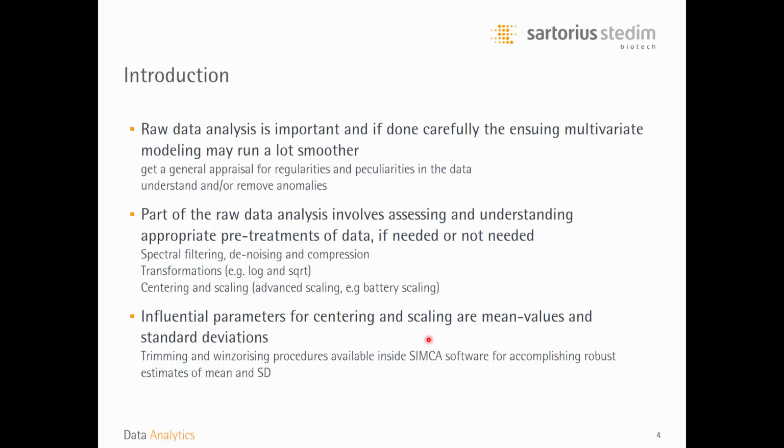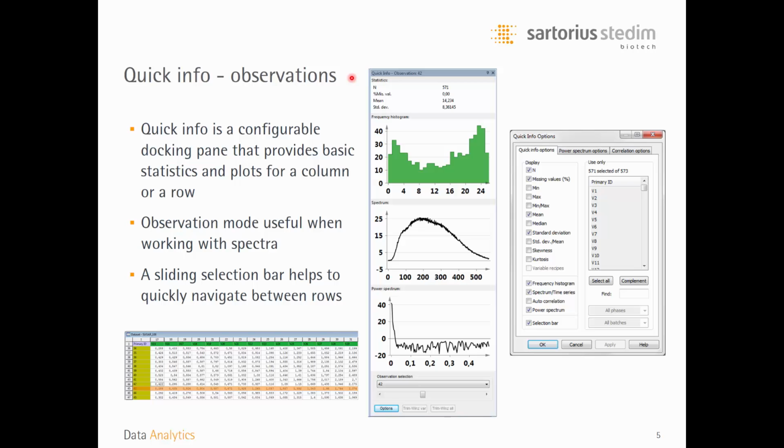In this respect, we then have the trimming and winsorizing procedures which are available in the SIMCA software for accomplishing robust estimates of mean values and standard deviations. The trimming and winsorizing procedures are perhaps not in focus in this presentation, but they provide a means to remove extreme or unreasonable measured values from the data and either replace these values by some good guesses, some good alternative values, or simply leave blank cells or missing data in the data table. SIMCA offers a quick info functionality by which properties of the imported data can be visualized, numerically summarized, and inspected.